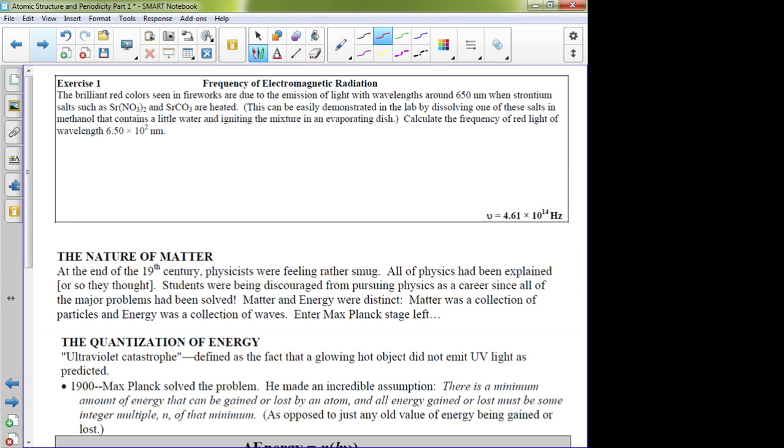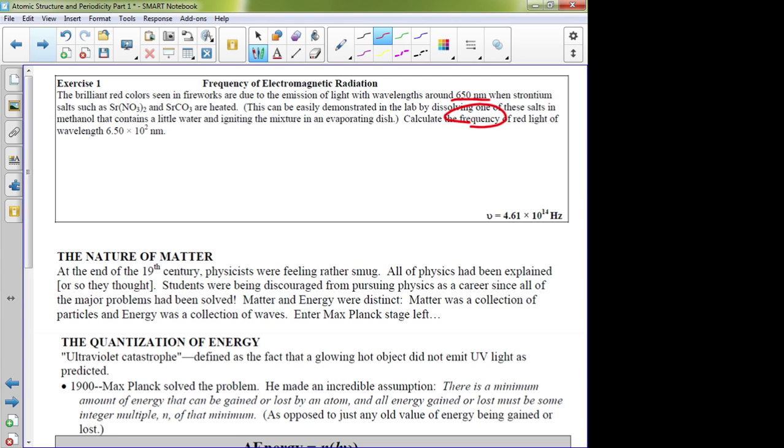All right, so exercise 1. The brilliant red colors seen in fireworks are due to the emission of light with wavelengths around 650 nanometers when strontium salts such as strontium nitrate and strontium carbonate are heated. This can be easily demonstrated in the lab by dissolving one of these salts in methanol that contains a little water and igniting the mixture in an evaporating dish. Calculate the frequency of red light with a wavelength of 6.5 times 10 to the second nanometers.